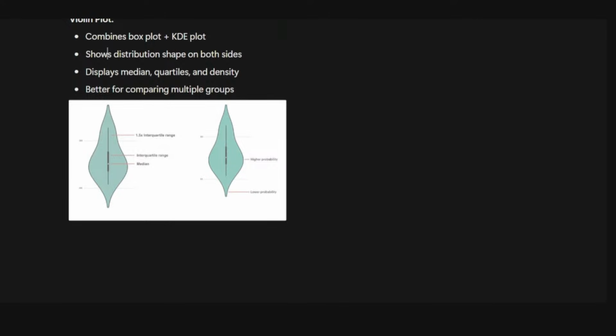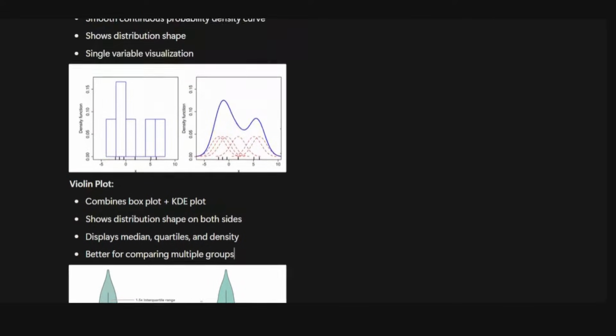In violin, you can also see your median, quartiles, and how the density varies, which will also help us identify higher probability regions present in the distribution. So that is another thing, and it's also better for comparing multiple groups. So if you write all of these points, you're gaining a solid 4 marks in this particular session. So that is one whole end semester paper solved.